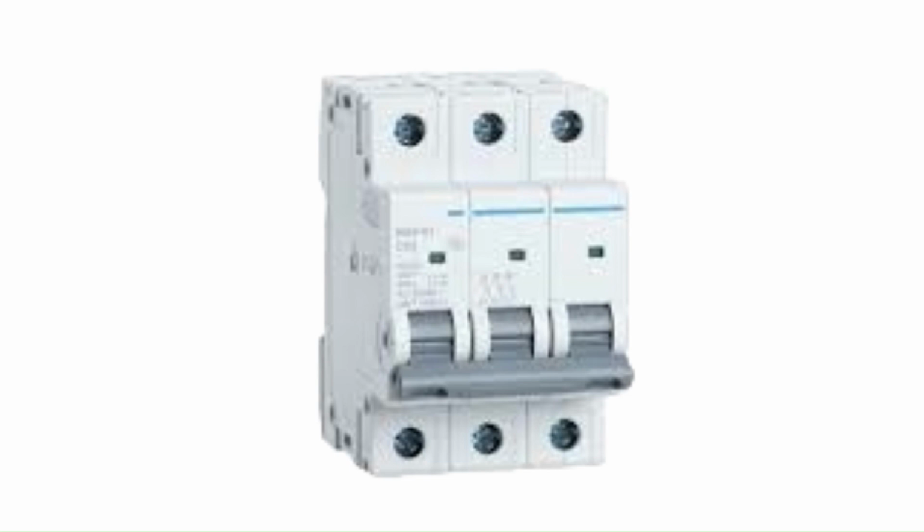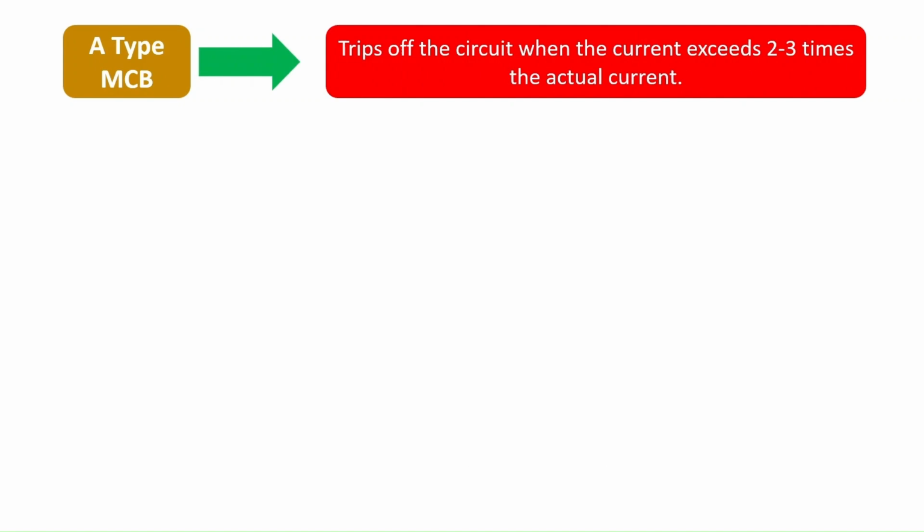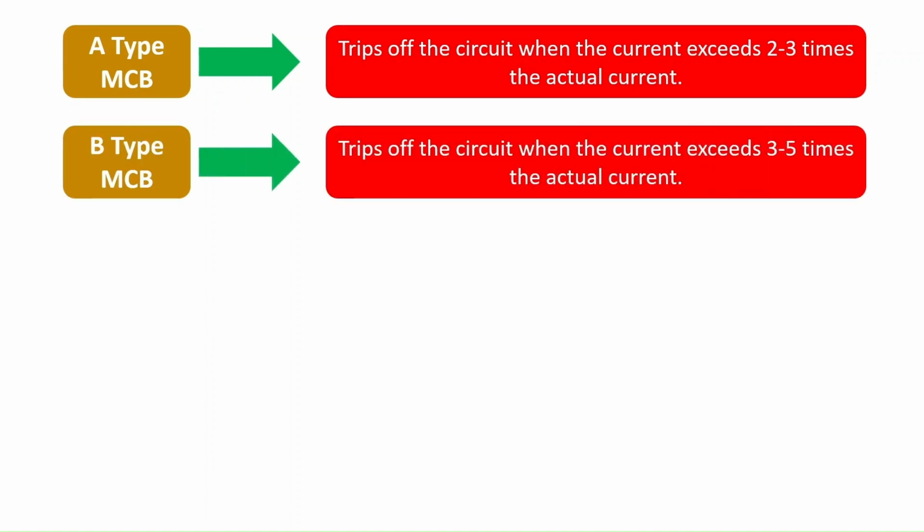There are 6 types of the MCBs, and they are A type, B type, C type, D type, K type, and Z type. A type MCB trips off the circuit when the current exceeds 2 to 3 times the actual current. It is highly sensitive to the short circuit, and hence we can find its application in the manufacturing of semiconductors. B-type MCB trips off the circuit when the current exceeds 3 to 5 times the current flow and find its application in cable protection.